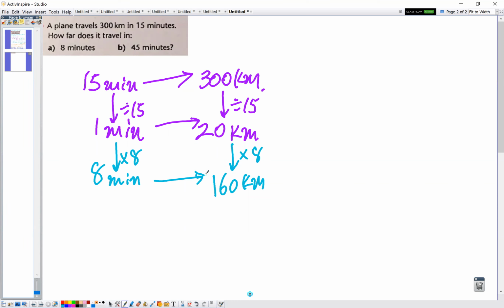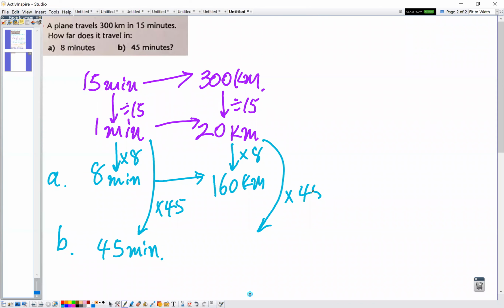And now look at B. For A we have done. B, 45 minutes. On the left-hand side, from 1 to 45 times by 45, and the right-hand side is going to be times by 45 as well. So it becomes 900 kilometers.